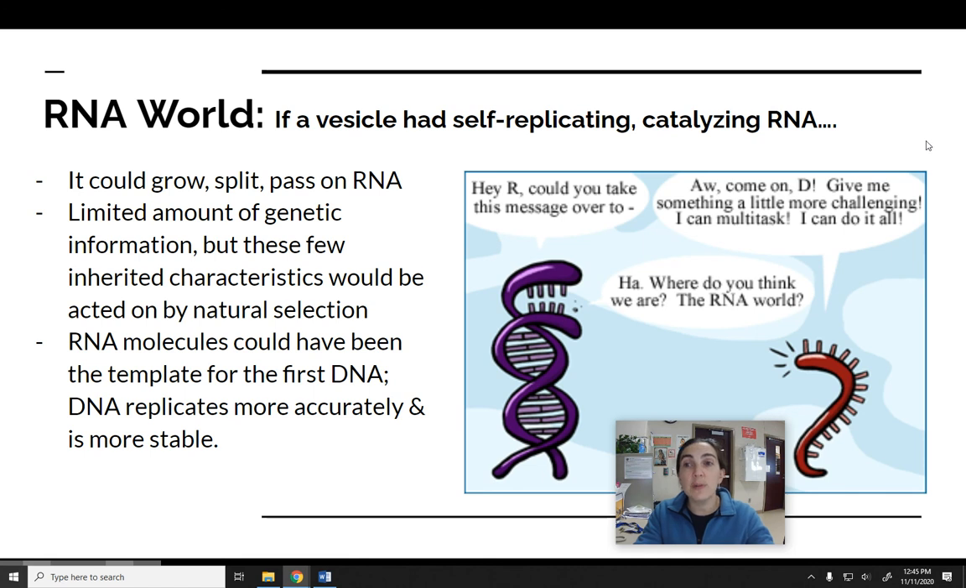We're actually going to continue this story a little bit at the beginning of next unit and talk about how these very earliest simple protocells gave rise to what we now know as prokaryotic and eukaryotic cells. But this is the end of Unit 3.